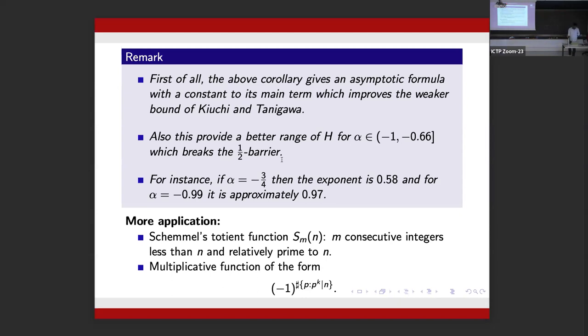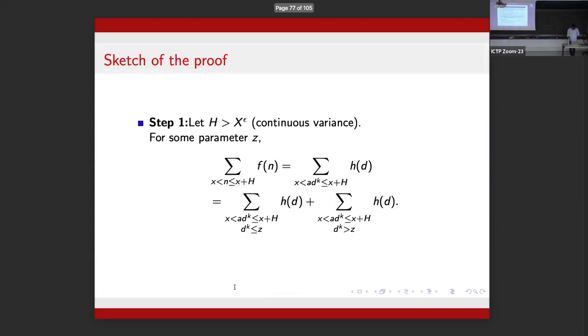Just look at that. So one can also apply several other interesting multiplicative functions, but we just mention here Sylvester's totient function. This is basically the count of m consecutive numbers less than n and relatively prime to n. This is another kind of multiplicative function. And the second one is the count of minus 1 to the power number of primes such that p to the power k divides n. These two have a nice multiplicative structure. So we just mention them here. And now we see the sketch of the proof.